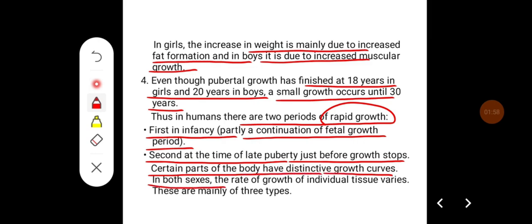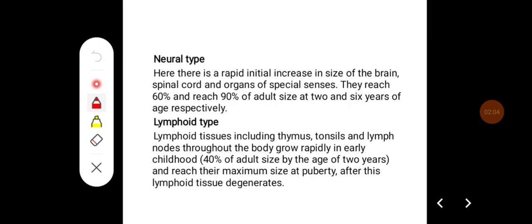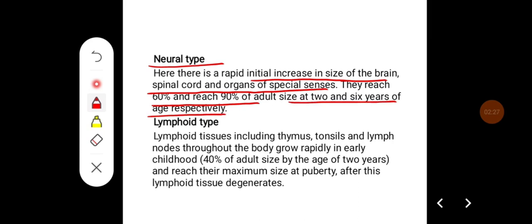In both sexes, the rate of growth of individual tissue varies, and these are mainly of three types: neural type, lymphoid type and reproductive type. Neural type: here there is a rapid initial increase in the size of the brain, spinal cord and organs of special senses. They reach 60% and 90% of adult size at 2 and 6 years of age respectively.